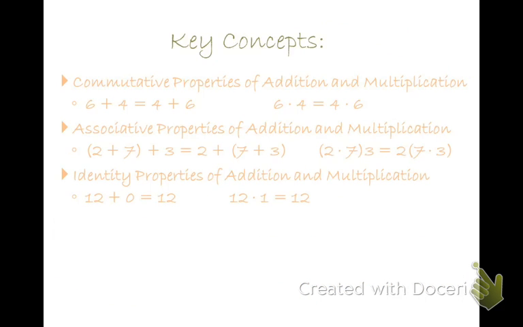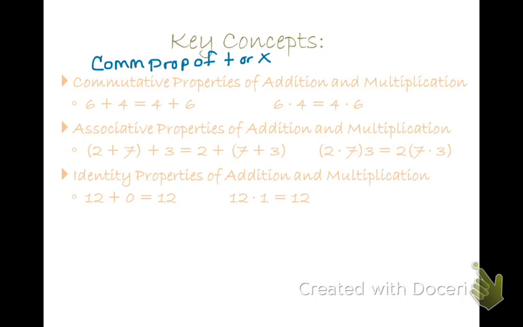So, some more key concepts you need to know. There's the commutative property of addition and multiplication. To not have to write out the whole thing, you're going to write C-O-M-M, prop of, and then it depends on what you're talking about. It could be addition, where you'll put a plus sign, or multiplication, which would be a times sign.